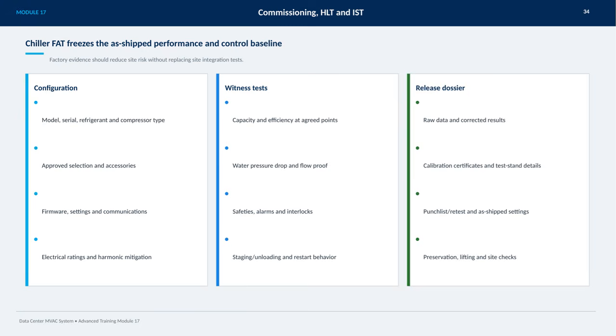The release dossier compiles raw data and corrected results, accompanied by calibration certificates and test stand details. Any punch list items are addressed and retested, finalizing the as-shipped settings. Finally, preservation, lifting, and site checks ensure the chiller arrives ready for installation without damage or disruption. This thorough process gives us confidence in the equipment before it even reaches the site.